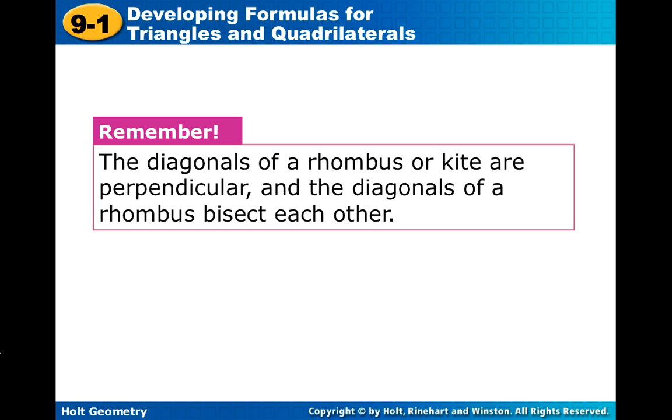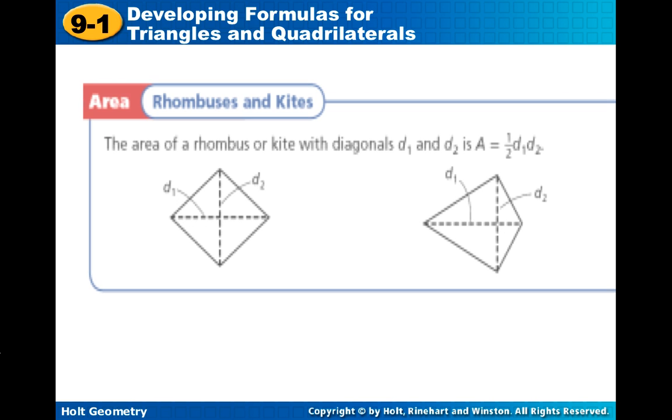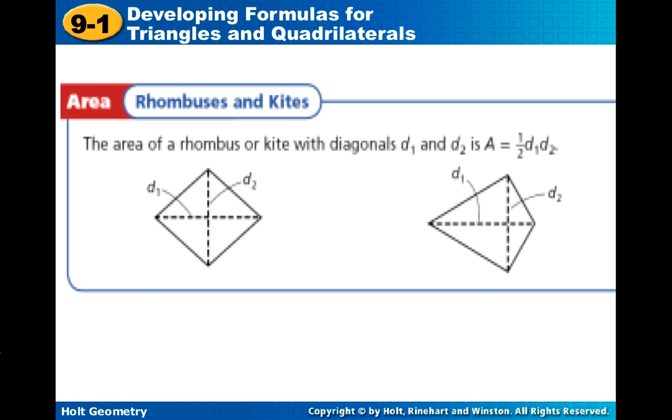Actually on a square they're perpendicular also. You could use this formula for a square also if you wanted to. They also bisect each other on a rhombus but not completely on a kite. Again, it's a little pixelated today, but the area of a rhombus or kite is 1/2 D1 times D2. What do the D's mean? Diagonals. So you multiply the length of both diagonals and take half of it.